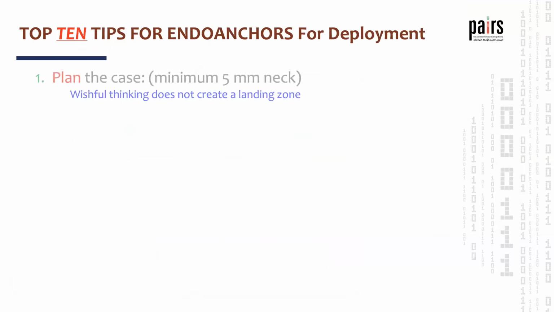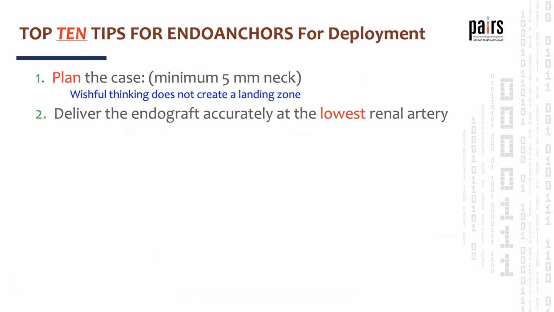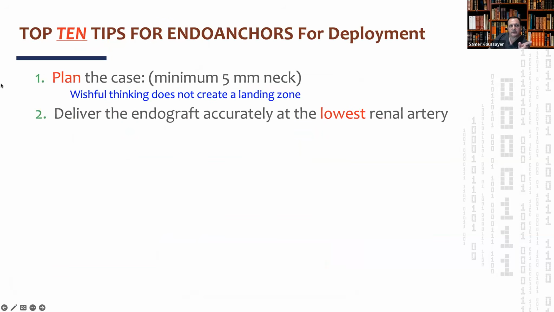Okay, these are the tips. The first one is that you need at least a 5 millimeter neck. We talked about it. If there's no neck, you have no place to put an endo anchor. So it doesn't matter how long the sealing zone is. The neck, as I said, even if short, has to be 5 millimeters.